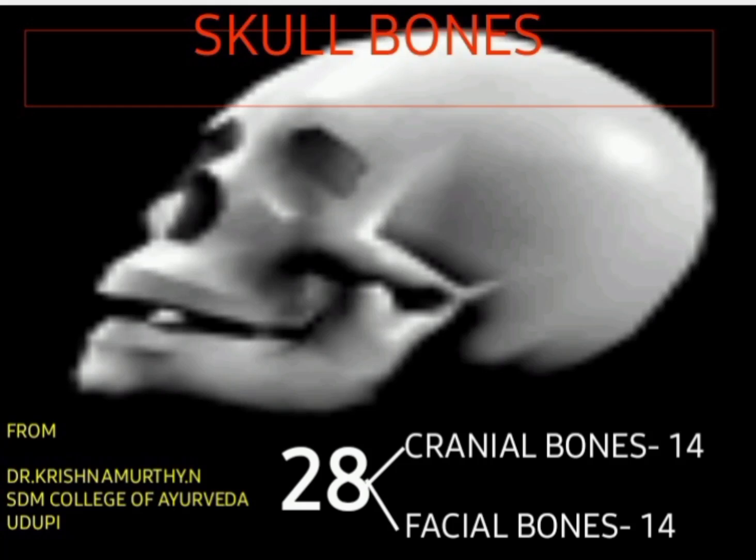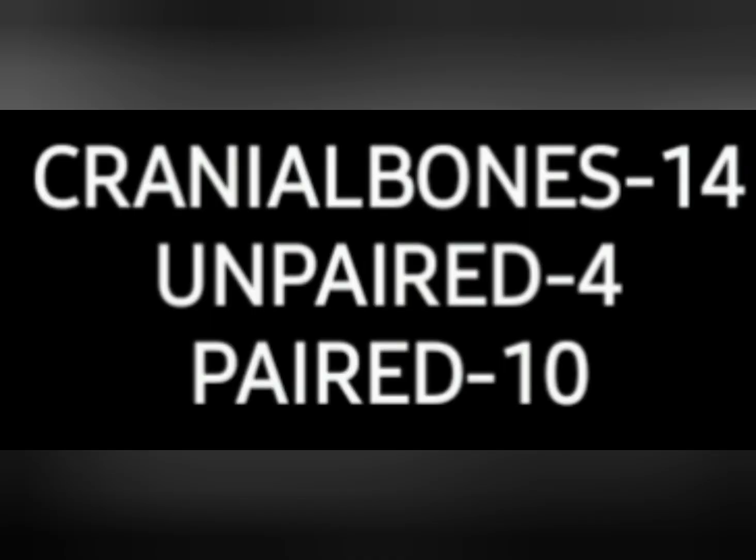Skull is a bone of the axial skeleton. There are 28 bones in the skull. Among them, 14 are facial bones and 14 are cranial bones. Cranial bones form the cranial cavity where the brain is located. Among the 14 cranial bones, 4 are unpaired and 10 are paired, arranged in 5 pairs.